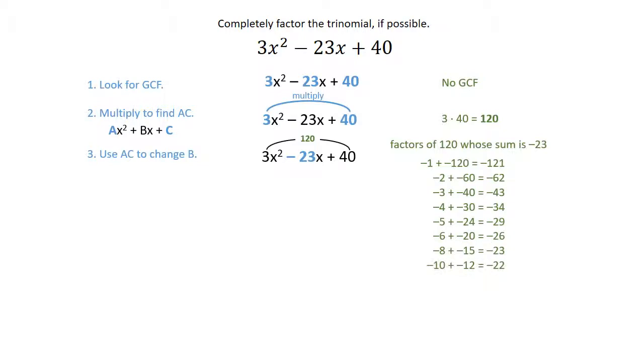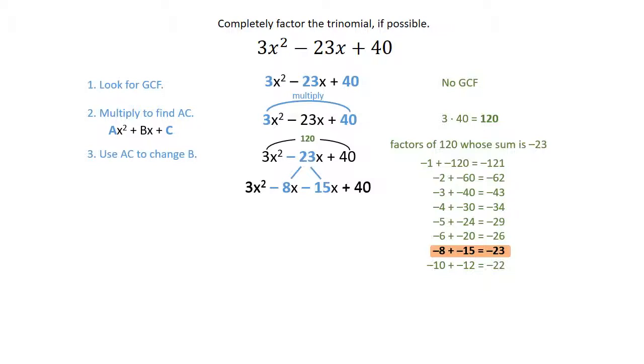All of the addition statements, the negative 1 times the negative 120, those all multiply to give 120, and we're looking for the one that gives us that negative 23 in the middle. And it looks like towards the bottom of the list that negative 8 and negative 15 will do that for us. So we're going to change the negative 23x into a negative 8x and a negative 15x. We just broke it apart. And now we're looking at this expression.